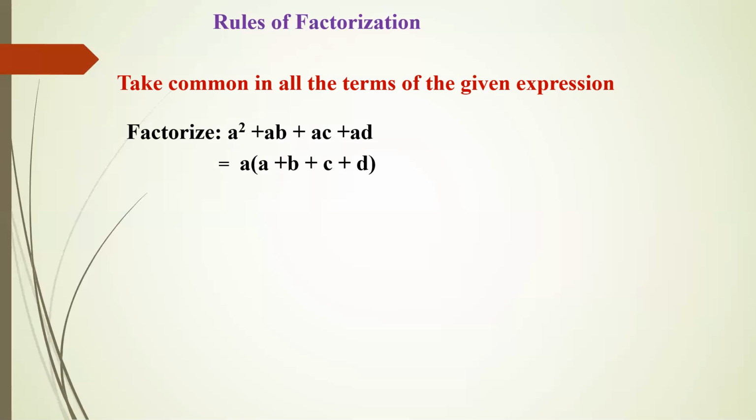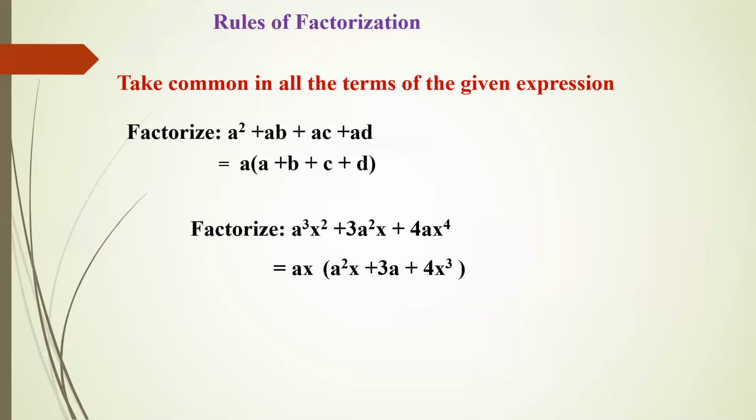Okay, let's take another example. Look at this expression here. Here, a cube plus 3a square x plus 4a x to the power 4. First, look at that. In each term, what is the common or what is the similar? So you can see here a and x, right? So when you take the a and x as a common, remember, you have to take the lowest power. So compare in each term, the power of a and power of x. When you compare, then the power of a will become a to the power 1, right? And the x also has a lowest power as x to the power 1. So what is the common? ax is a common.